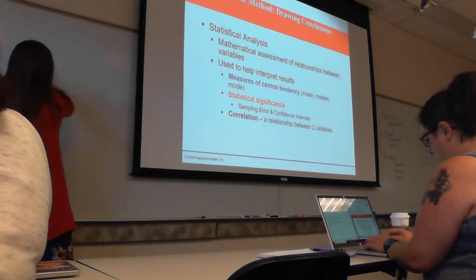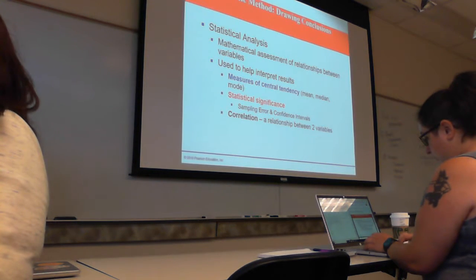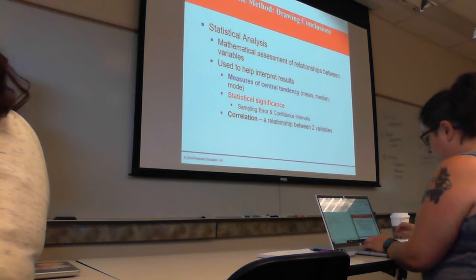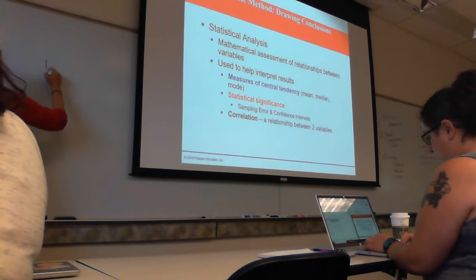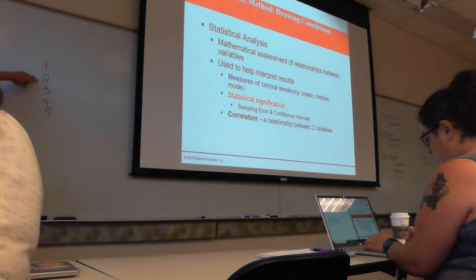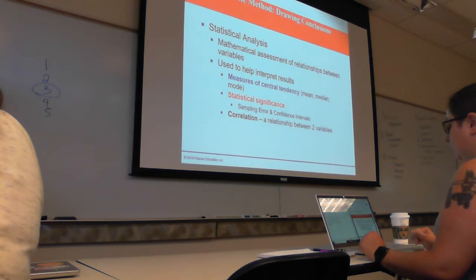So if you put all your data points up, if you put the height of all your plants in order, so say we had 1, 2, 3, 4, 5. We had 5 tomato plants. One was 1 meter tall, another was 2, another was 3, another was 4, another was 5 meters tall. Our median would be 3 meters tall.